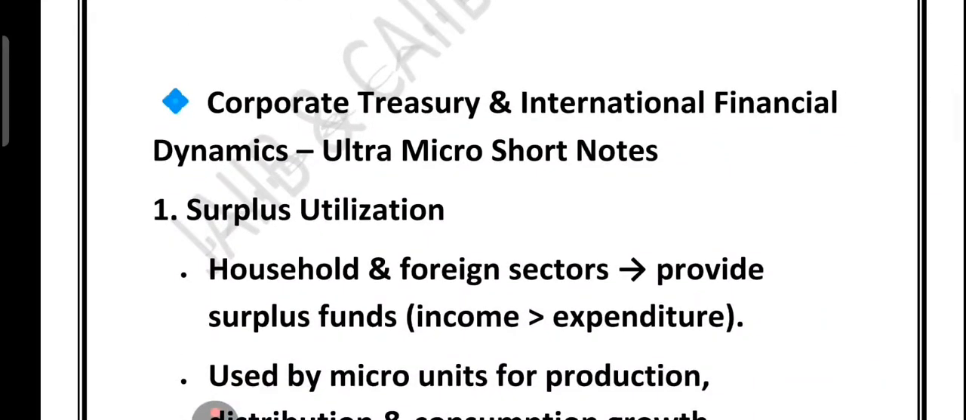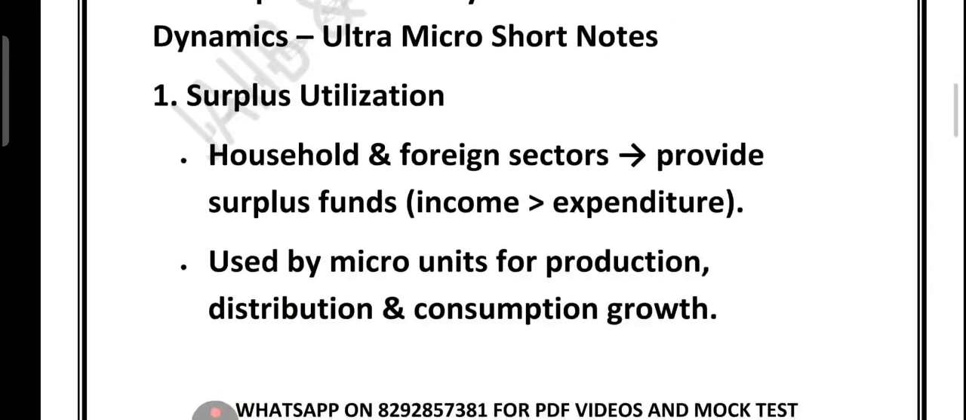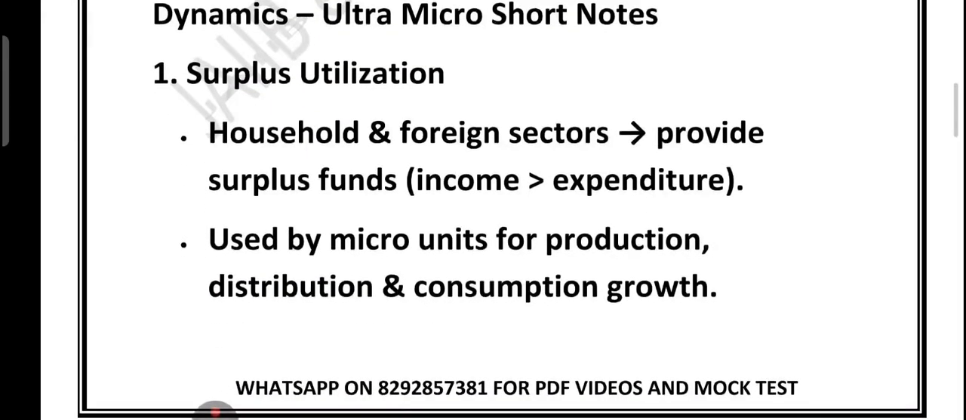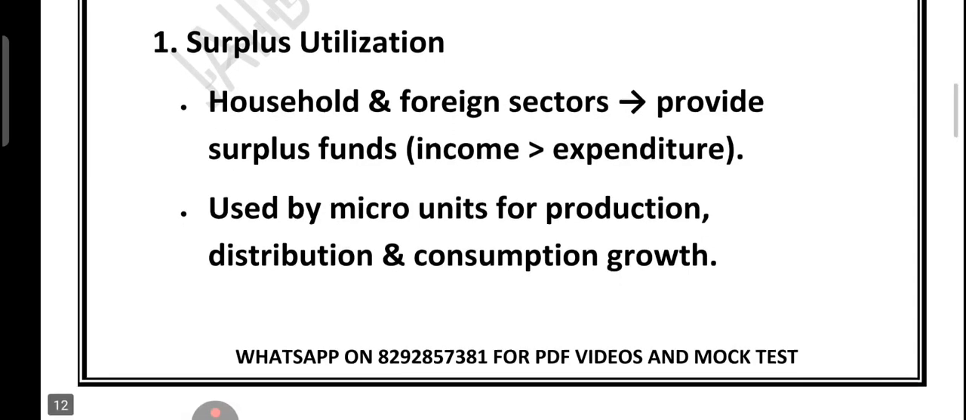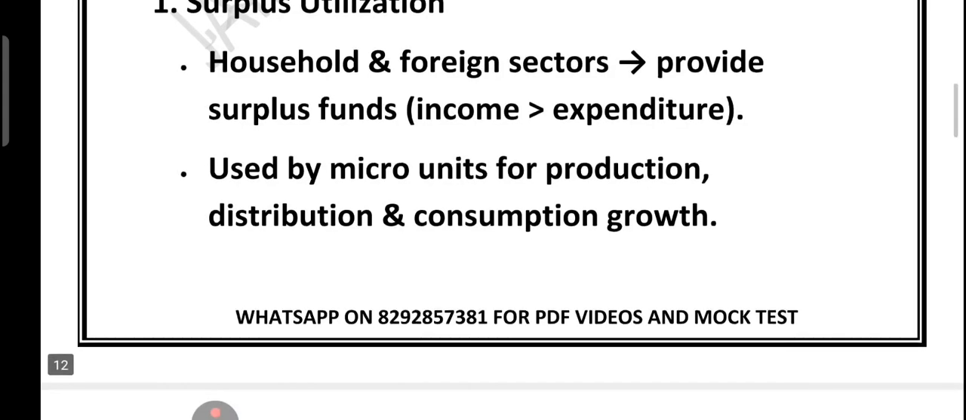Now friends, let's talk about the corporate treasury and international finance. So friends, household and foreign sector generate surplus fund. When I say surplus fund, it means their income is more than expenditure, right? And these surpluses are channelized to the micro unit, supporting production, distribution, consumption and growth.